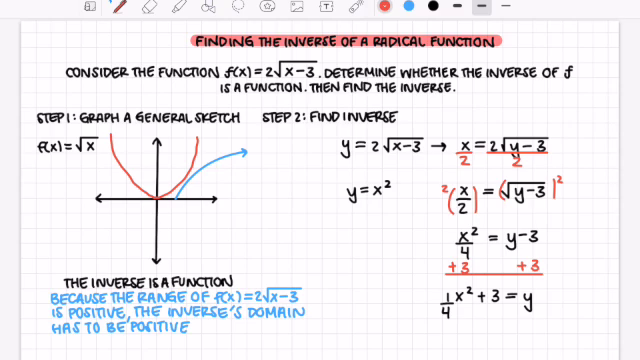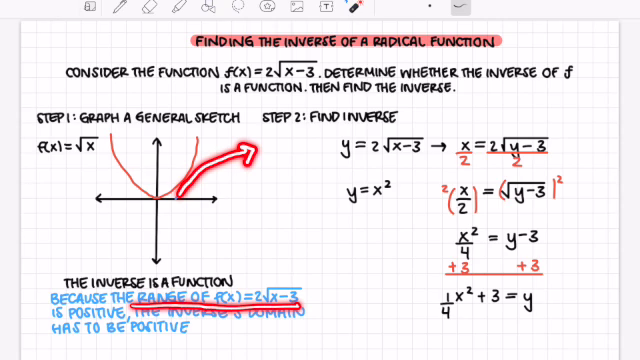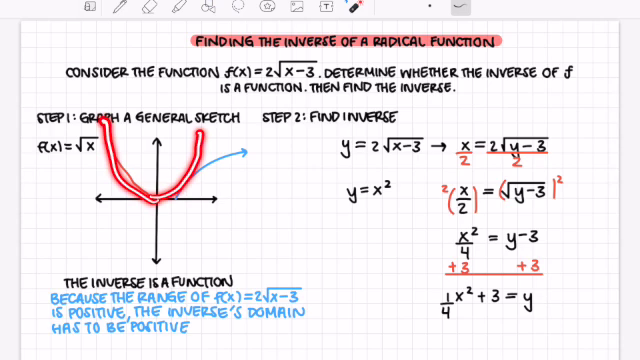But again, let's go back to what we wrote over here as a rule. We said that because the range of our function f of x equaling 2 times square root of x minus 3 is positive, that means that the domain of my inverse function has to be positive. And the only time that the domain is positive is starting from 0, going all the way to the right over here.